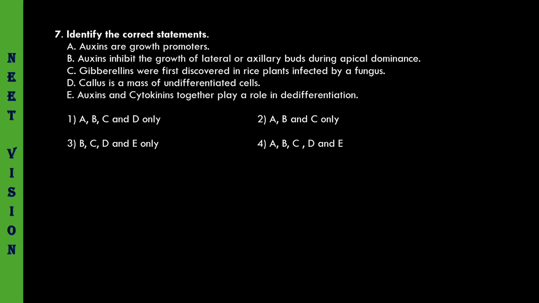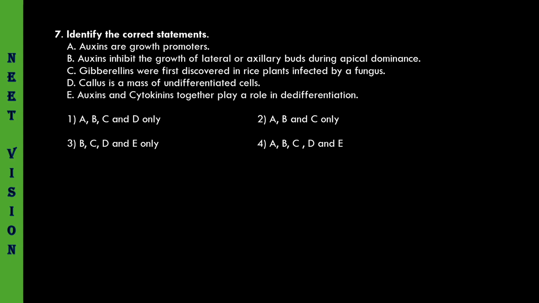Here you have to identify the correct statement. Auxins are growth promoters. Absolutely true. Auxins inhibit the growth of lateral or axillary buds during apical dominance. Absolutely true. Gibberellins were first discovered in rice plants infected by a fungus known as Gibberella fujikuroi. It is an ascomycete fungus.